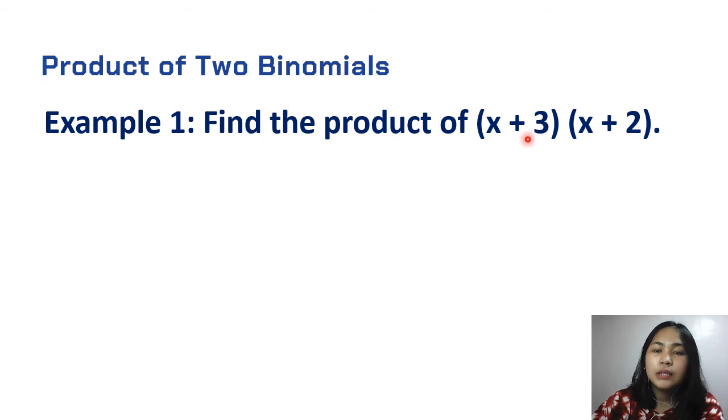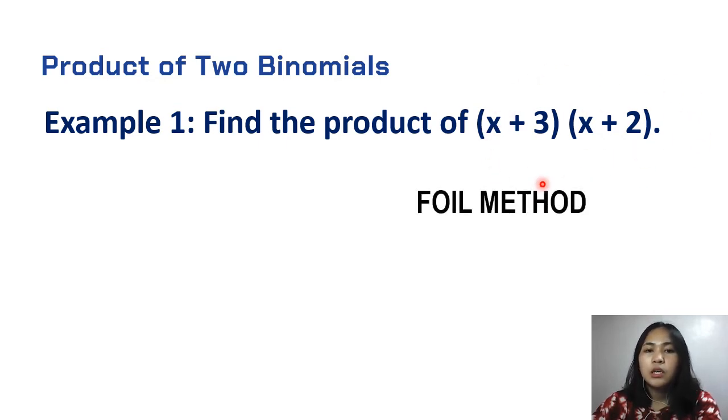We have x plus 3 and x plus 2. So in our previous example, in solving the square of binomials, if we expand it, it's still the same binomial. But this time, the product of two binomials, how do we solve it? So we will use, let's go back to the FOIL method.